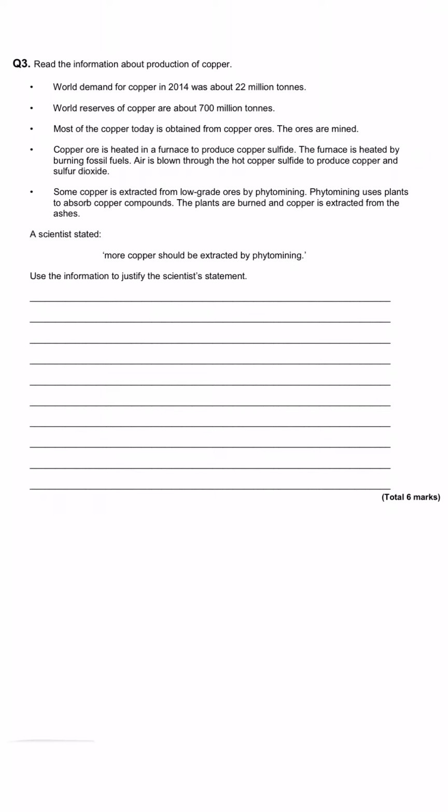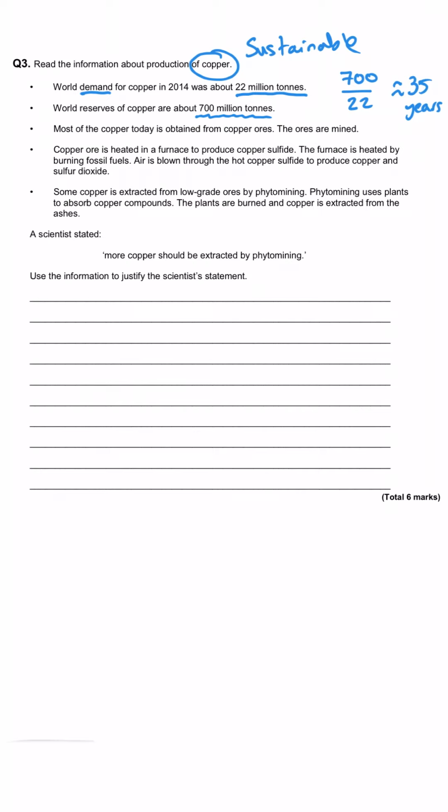This next question is about the production of copper. In particular, what it's about is the sustainable production of copper. And what we're told in the question is that in the year 2014, so that was a few years ago now, 22 million tonnes of copper were demanded. So that's how much we needed to meet our needs. And the world reserves of copper are 700 million tonnes. And so we can do some simple maths here by taking 700 and dividing it by 22, and we find that the answer is about 35 years of copper in reserve. And so we can use that in our question in a moment, in our answer.